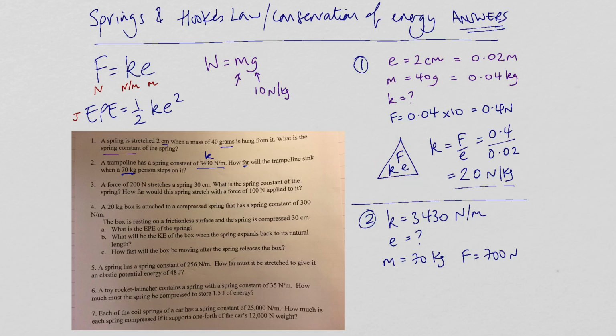We use our equation and rearrange it. So extension is force over spring constant, 700 divided by 3430. And this works out to be about 20 centimetres, 0.2 metres.